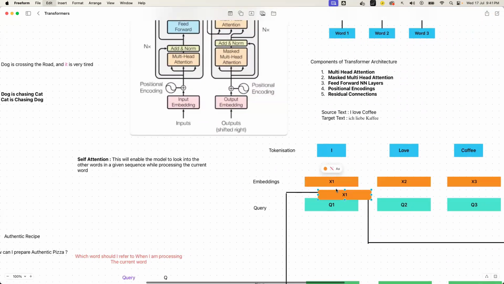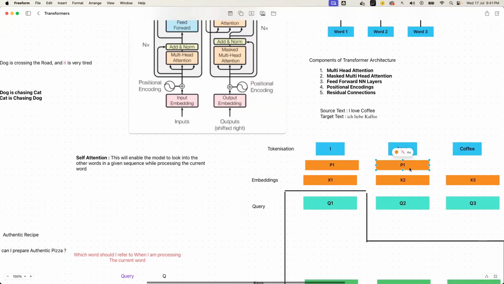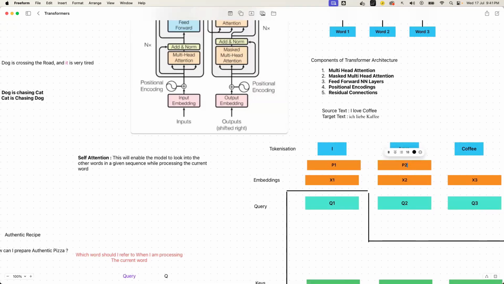So here, if I want to put it simply, we have a positional encoding. Suppose I'll call it P1, P2, and P3. So we'll have the positional information for each and every word. Now, for the positional encoding, we make use of a sinusoidal function. Using the sinusoidal function, we will be able to represent the position.